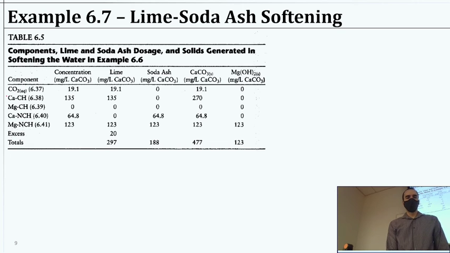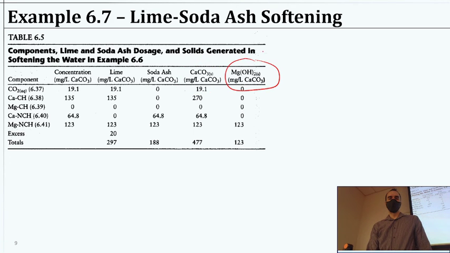what it's doing is saying, okay, what component are we talking about? So we have the CO2, then we have the calcium carbonate hardness, magnesium carbonate hardness, all of that. And here's that excess lime that we have to add. And then we're looking at, okay, the concentration of the thing, the amount of lime that we have to add to remove the thing, the amount of soda ash that we have to add to remove the thing, and then the amount of solids in terms of CaCO3 that are going to precipitate, or the solids of magnesium hydroxide that are going to precipitate.